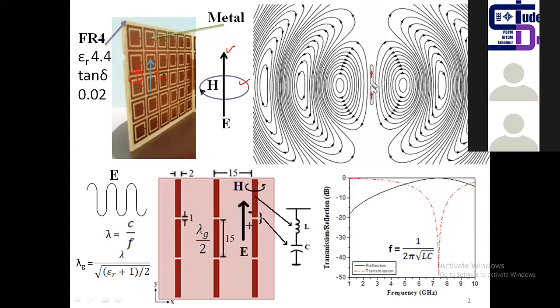Such as, for example, you can see these are known as dipole shaped unit cells. So if you consider the dipole shaped units, then here we have a dipole of length lambda g by 2. Now lambda g is basically the guided wavelength.